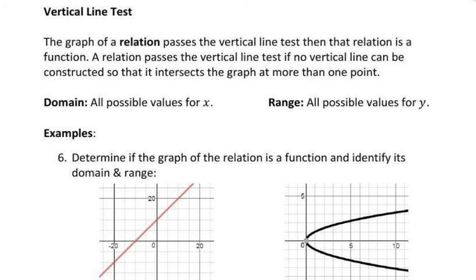The vertical line test is something that can help us determine, if given a graph, whether a relation is actually a function. How the vertical line test works is that if you can draw a vertical line through the graph and it will only intersect the graph at one point, then you have a function. If it intersects at more than one point, then you do not have a function.